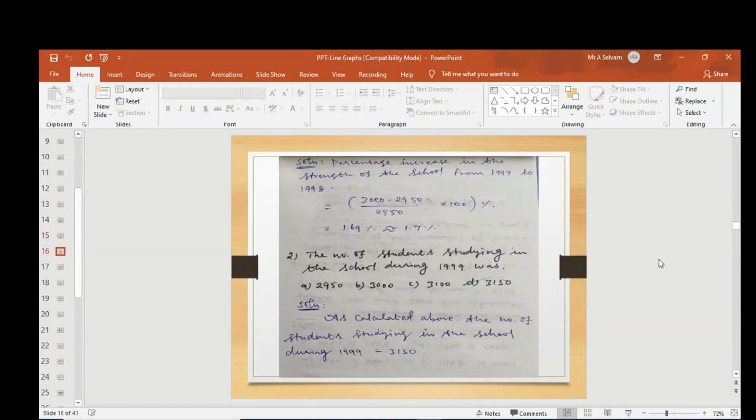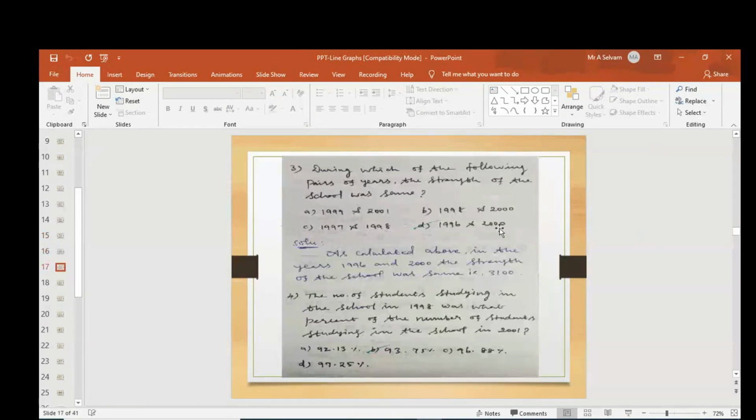Okay, fine. Now question number 3. During which of the following pair of years was the strength of the school the same? Any two years. The options are: A, 1999 and 2001; B, 1998 and 2000; C, 1997 and 1998; D, 1996 and 2000.